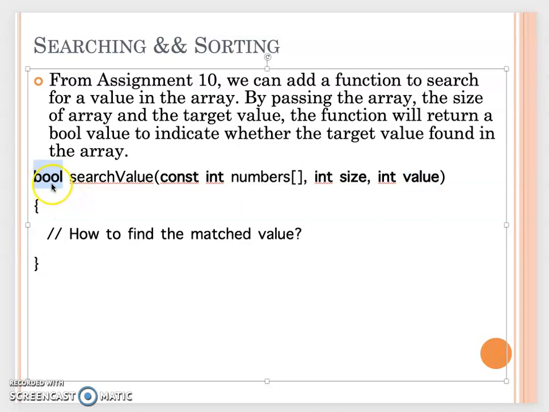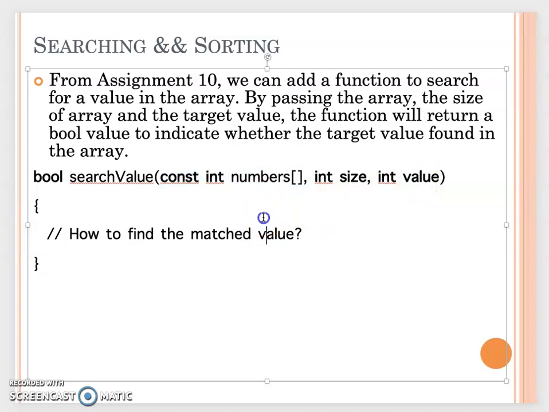When you return the bool, it just means I want to search for this value. Are they in this array or not? Just tell me, you find it or not. I don't need to know the location. So if I return true, that means this array contains this value. If I return false, that means this array does not contain this value.